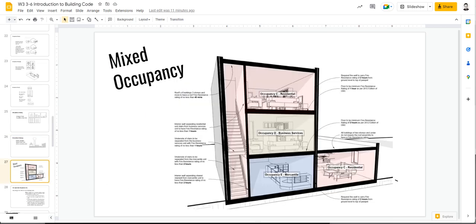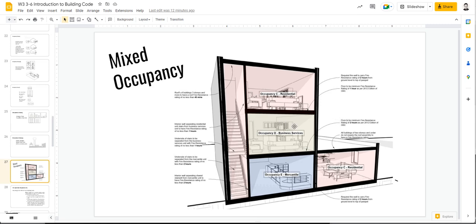Now, in one building, you can have mixed occupancy. That means that you can have a mercantile business down below, and then you could have offices on the second floor, and then on the third floor, you can have residential. And this is an example of mixed use.